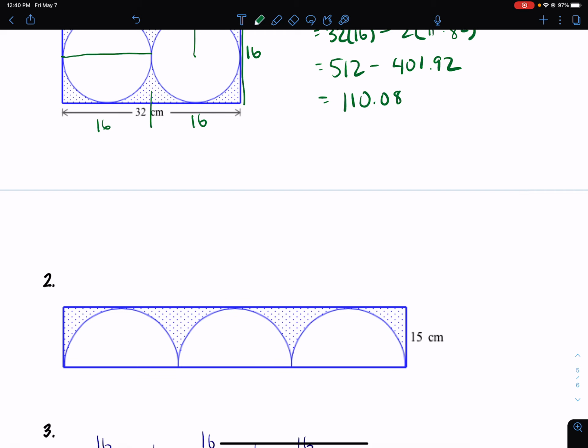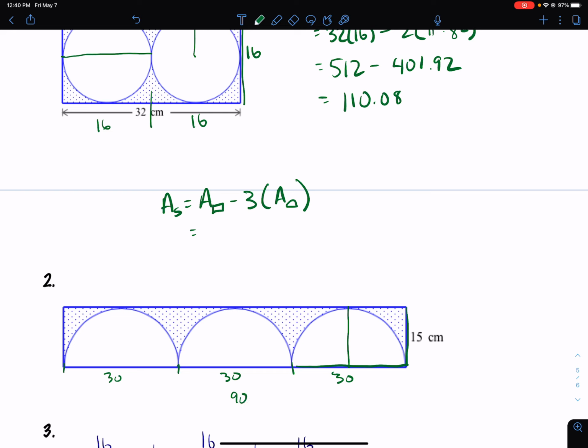All right, let's do this one. So 15 is the height of this rectangle. So again, the area of the shaded region is going to be the area of my rectangle minus 3 times the area of a semicircle, okay? So I've got to find what this length is. So 15 would represent the radius, right? Which means this diameter would then be 30, which means that has to be 30 and that has to be 30. Okay, which creates a length of 90.